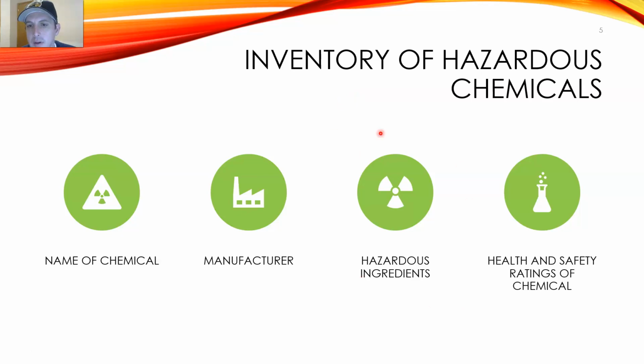Inventory of chemicals. So all of the chemicals that an employer has on site and that are being used need to be inventoried with regards to including their name, the manufacturers, the ingredients, specifically the hazardous ingredients, and then the health and safety ratings of that chemical. And if there are new chemicals that are introduced to the workplace, that has to be updated in the inventory. So this should have a comprehensive look at all of the different chemicals that an employer has on site.